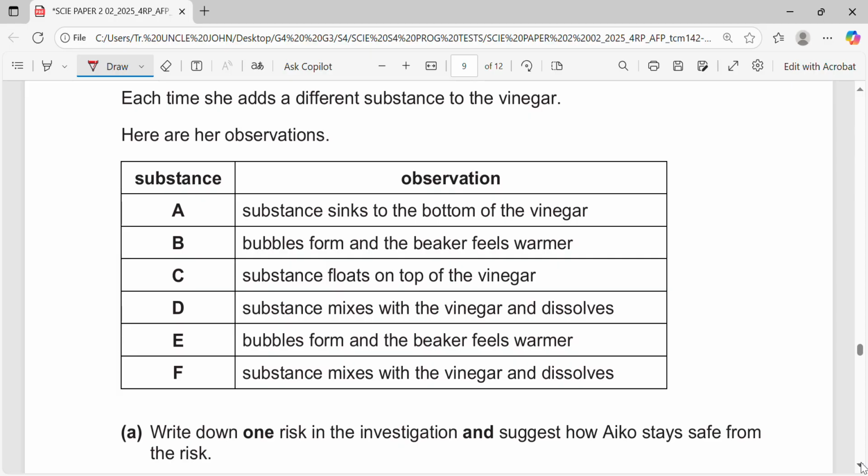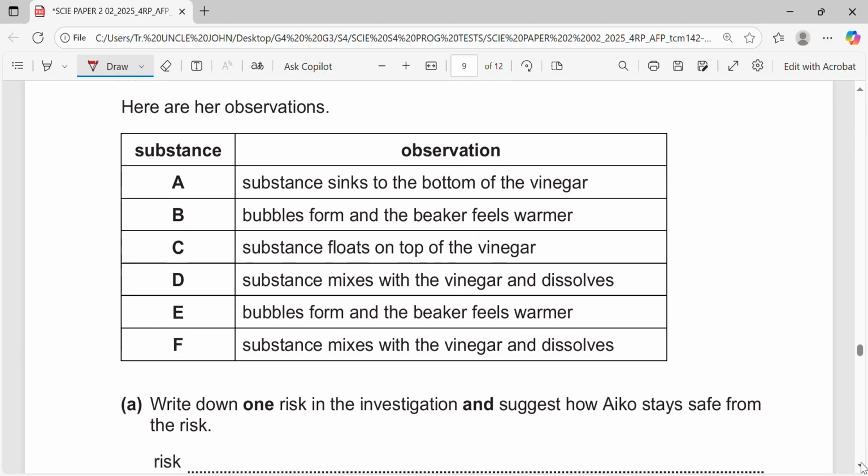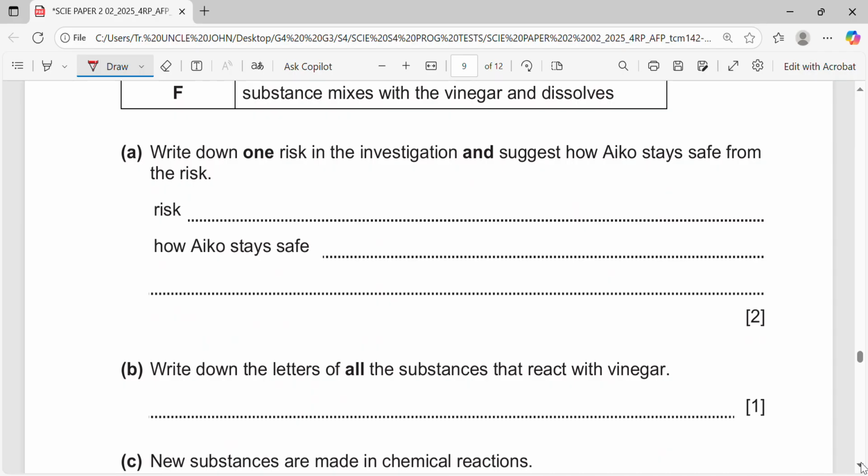B, bubbles form and the beaker feels warmer. C, substance floats on top of the vinegar. D, substance mixes with the vinegar and dissolves. E, bubbles form and the beaker feels warmer. F, substance mixes with the vinegar and dissolves. Question A. Write down one risk in the investigation and suggest how Aiko stays safe from the risk.